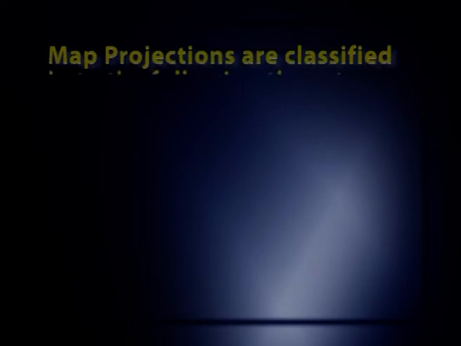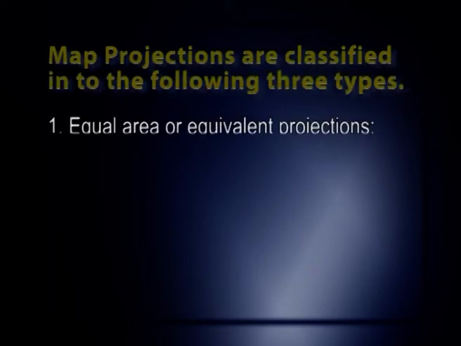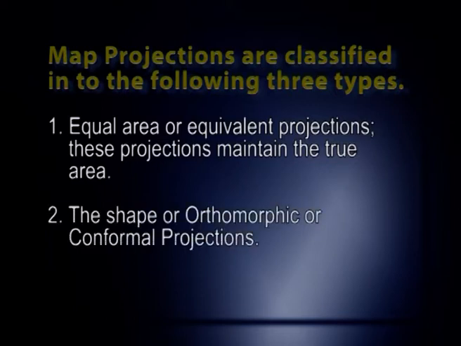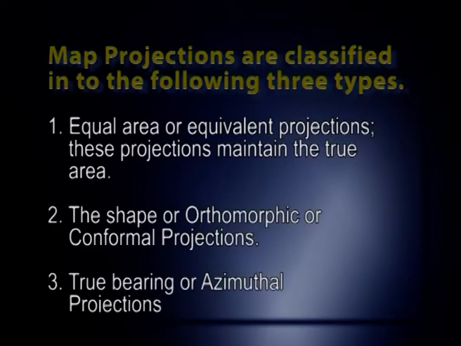Besides, there are some non-perspective or mathematical geometrical projections which are on the basis of qualitative attributes. Map projections are classified into the following three types. Number 1, equal area or equivalent projections. These projections maintain the true area. Number 2, the shape or orthomorphic or conformal projections. Number 3, true bearing or azimuthal projections.